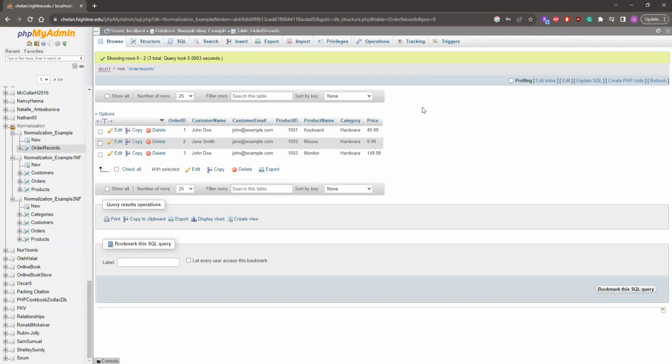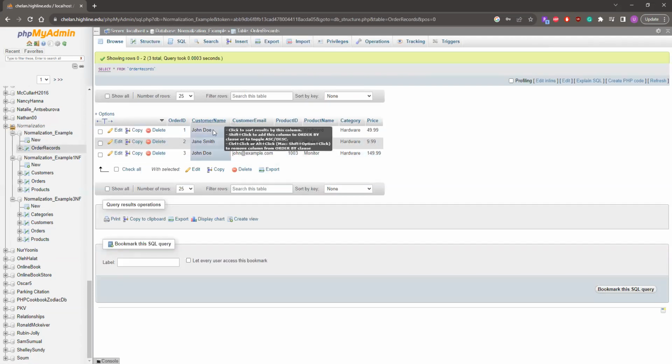Normalization is not eliminating redundancy, it's reducing redundancy. And you can reduce redundancy by converting into 1NF, 2NF, 3NF, and you can keep going. There are a lot of things you can actually eliminate from it. Right now, let's say our starting database has only one table, order records, and all of that data is inside it.